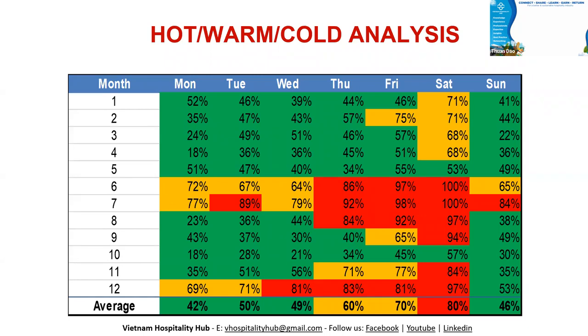All right, so this we call hot, warm, and cold analysis. And then you also apply this same analysis to the ADR and the RevPAR. You also present the ADR, I mean the average room rate or average daily rate, and the RevPAR in the same way, the same format. And then you can do the analysis, which period we can sell a high rate, which period we have a good rate, which one we have a low rate.